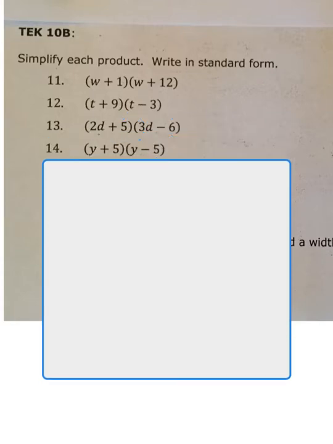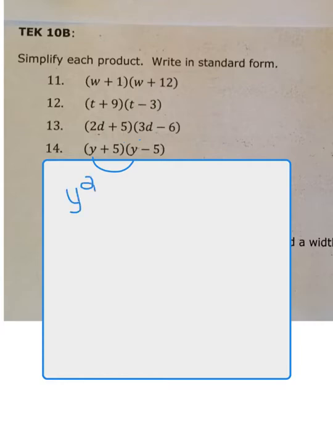So number 14, y plus 5 times y minus 5. When I look at these, I notice that they're the same except for one is a positive 5 and one is a negative 5. So when we have that situation, something kind of cool happens at the end. But I can still apply FOIL, and then you guys can see what happens when I simplify at the end, something kind of cool. So first term is y times y, which is y squared.